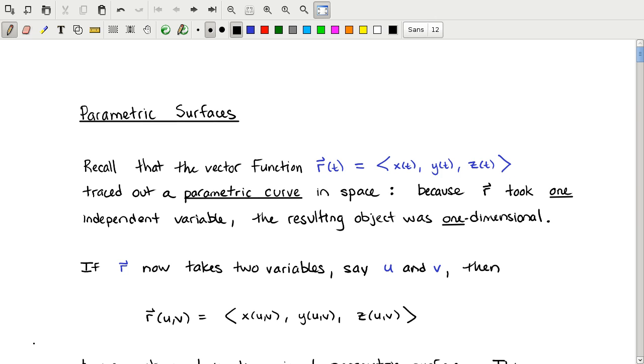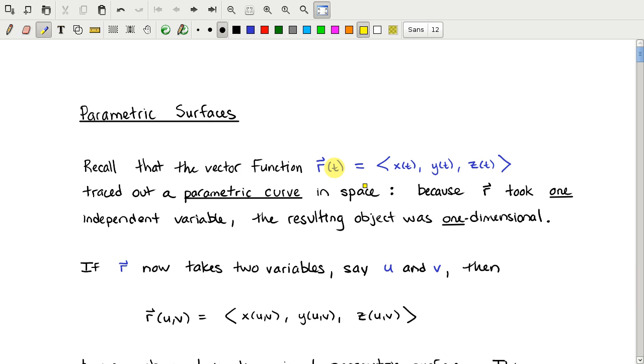So we begin by recalling our results on parametric curves. We had previously defined vector functions of one variable, r, a position in space, as a function of a parameter t, which is really three equations, an equation for x, an equation for y, and an equation for z, all depending on the parameter t. And we said that this traced out what was called a parametric curve. And because this function has one variable, the object in space was a one-dimensional curve.